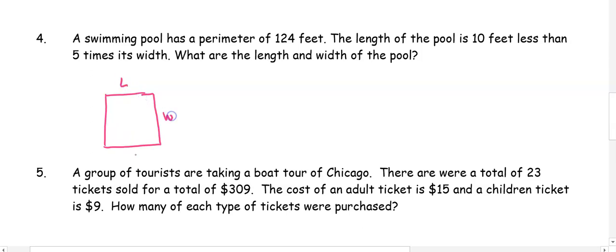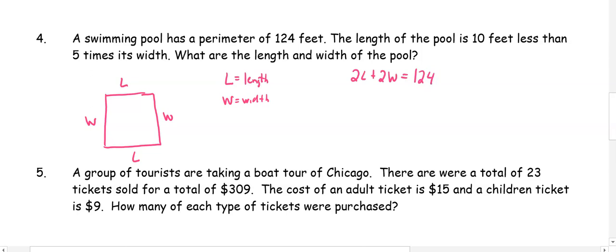for your perimeter, you have 2 sides that are a length and 2 sides that are a width, because we're looking for the length and width. So L is going to be length and W is going to be width. For perimeter, you are adding the distance around the pool. So if I add these up, I have 2L plus 2W equals a perimeter of 124.